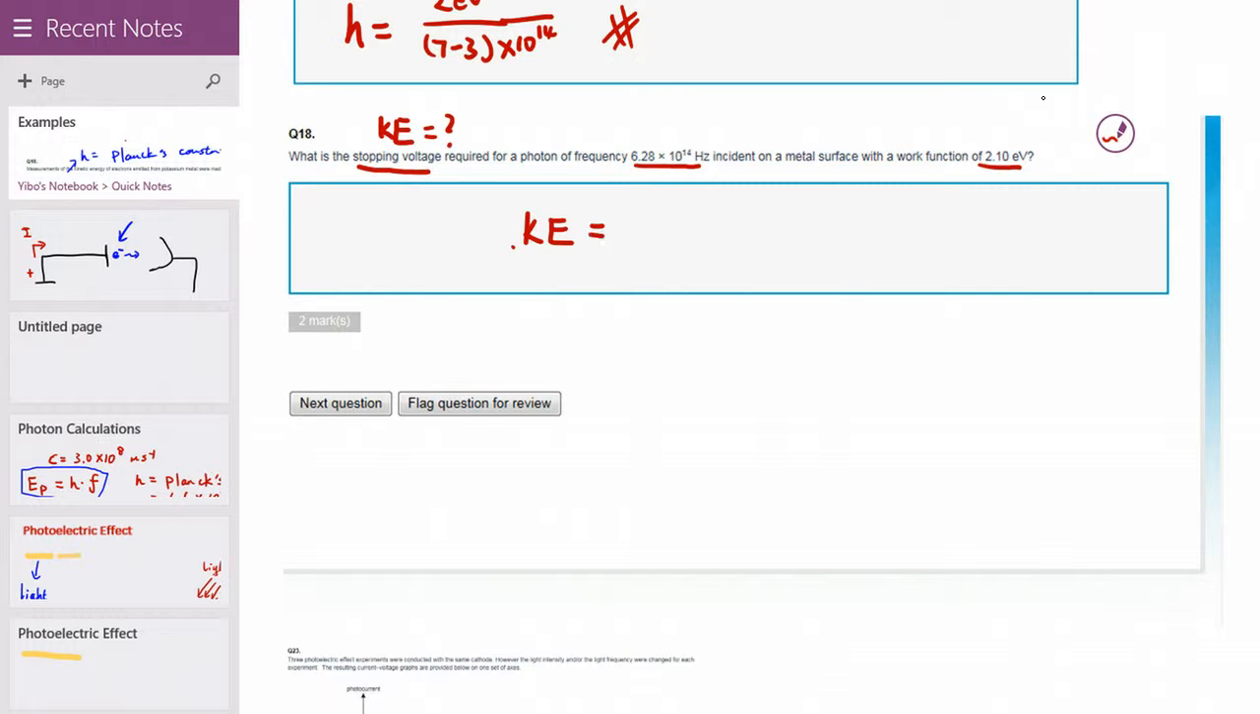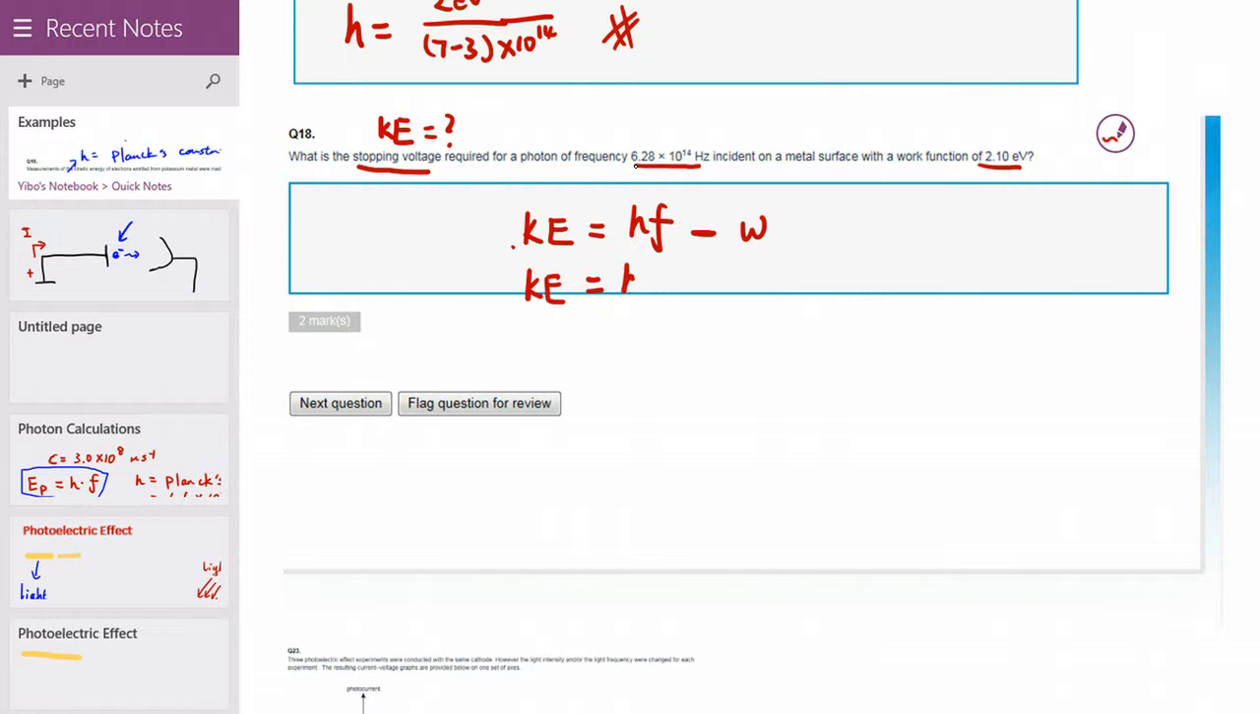Kinetic energy is basically the total energy applied by the photon, hf, take away the work function, which is the energy required for the electron to escape. And the leftover is the total kinetic energy left with the electron. Put it in. Now, the thing you need to remember is, when you do this, make sure all the units are in electron volts.